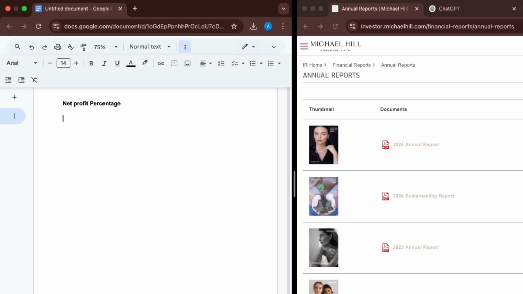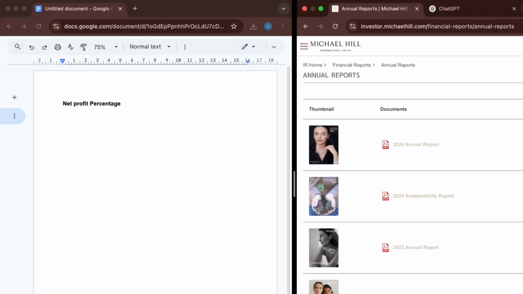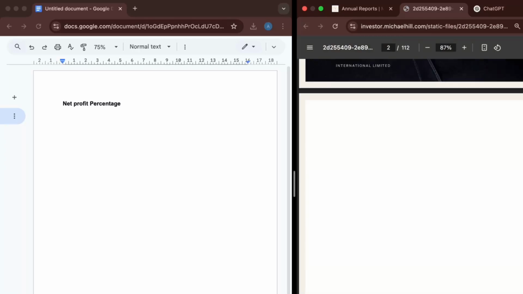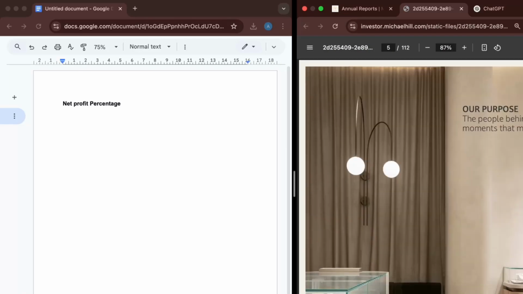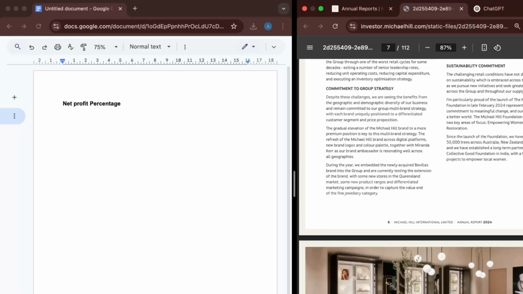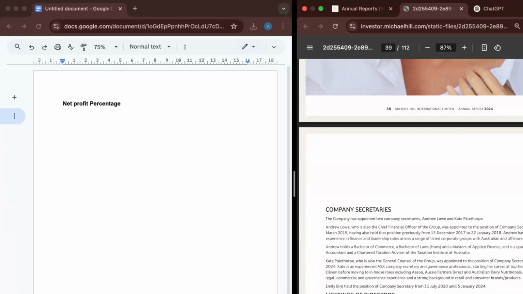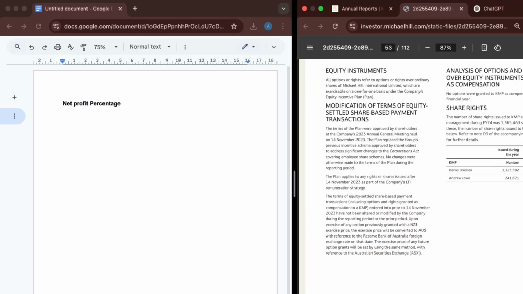Now, guys, if you're allowed to use AI tools to write your report, I would really highly recommend using them, and I'm going to talk a little about how I'd recommend using them. Over here, like we said, we're doing Michael Hill. I've taken Michael Hill's annual report and downloaded it, all 112 pages. There's quite a lot of information in here, and it would take quite a lot of time to manually go through all of this.